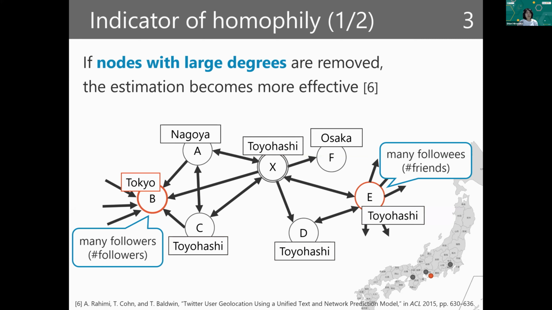But the strength of the location homophily is not uniformly distributed on the graph. In a previous study, it was reported that if the degree of a node is high, which means a user has many followers or followees, friends, the estimation using the social graph is more likely to fail. For example, celebrities with many followers are not followed by acquaintances, so their location homophily is weak. Then, by removing these high degree nodes, the estimation performance improves. So the degree of a node becomes an indicator of homophily.